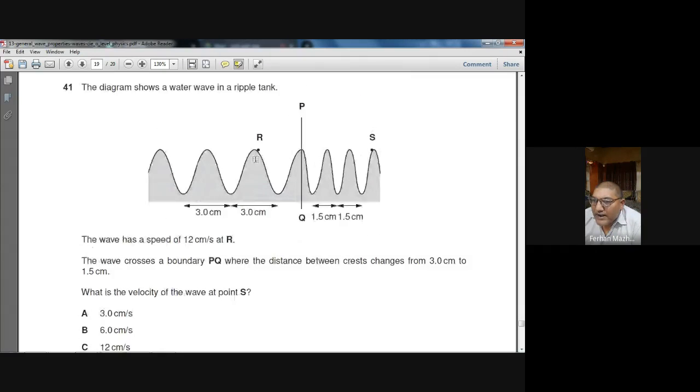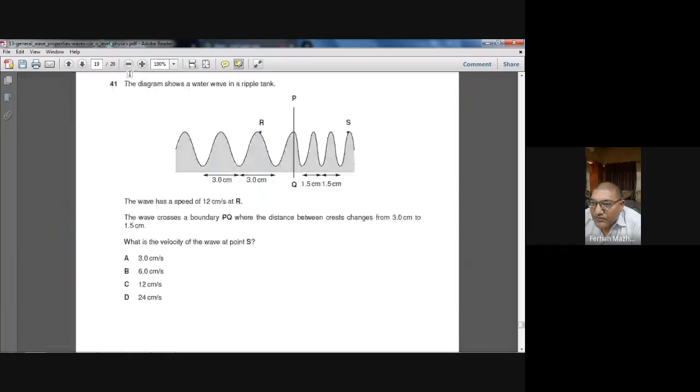Here we have another question, question number 41. It says the diagram shows a water wave in a ripple tank. The wave has a speed of 12 centimeters per second, and the wave crosses the boundary PQ where the distance between the crests changes from 3 centimeters to 1.5 centimeters. What is the velocity of the wave at the point S?